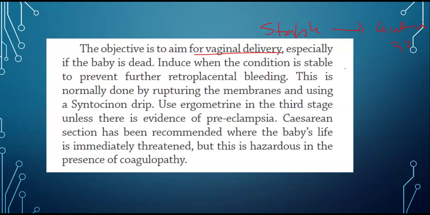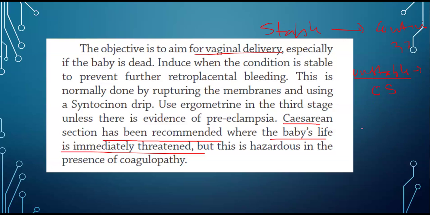How about if the mother or baby is unstable, like fetal distress, and you don't have any time, you have to save the baby and mother right now. For an unstable case, you can go for C-section. Cesarean section is recommended where the baby's life is immediately threatened. If the child is in fetal distress and the mother is in shock, then C-section. If C-section is not possible, then you can go for induction, but C-section is ideal for an unstable case.